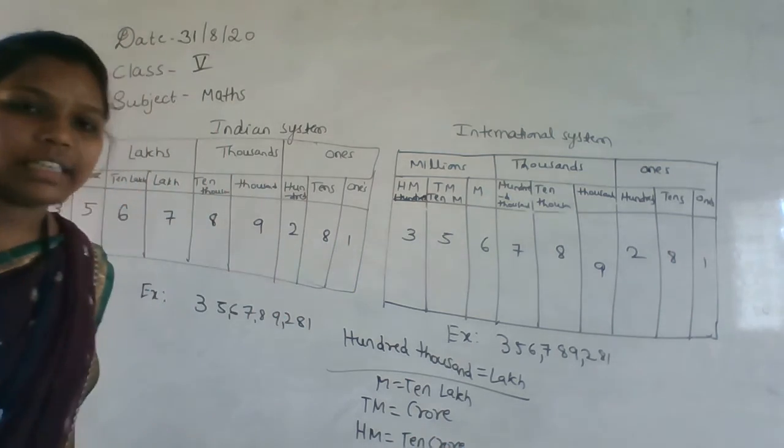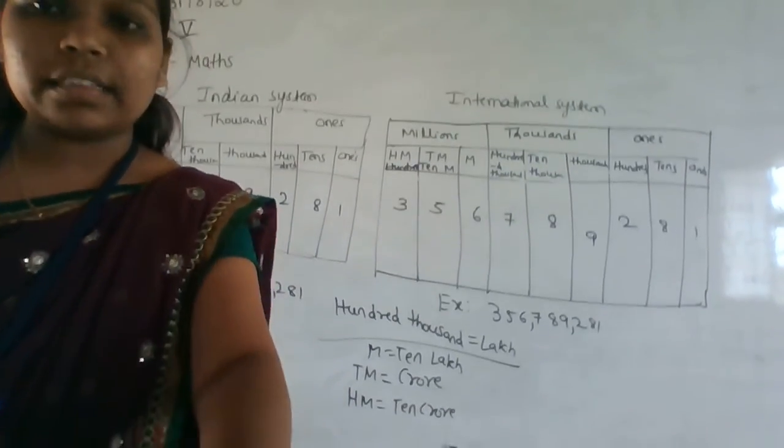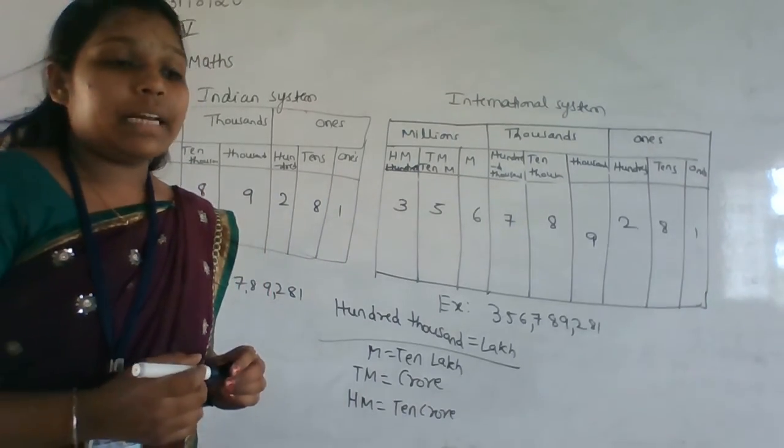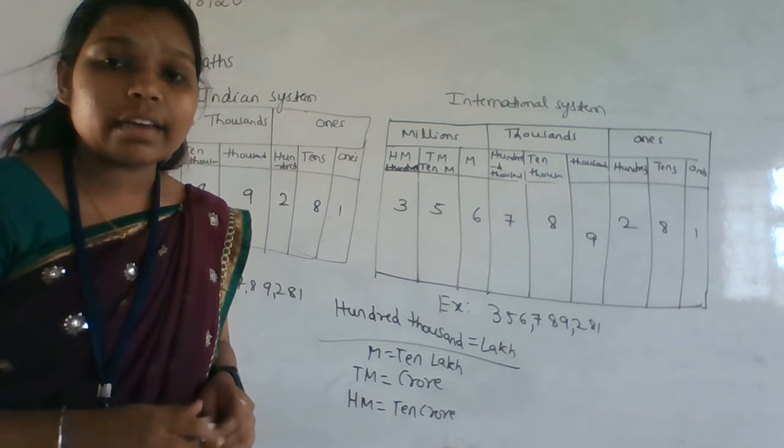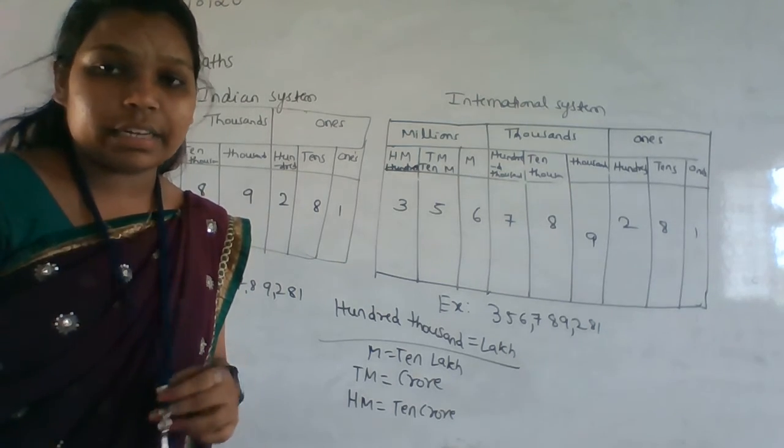Okay. Got the difference, everyone? See, once again I am telling, please be thorough with these place value charts, then only you can read and write the numbers, otherwise it's very difficult.